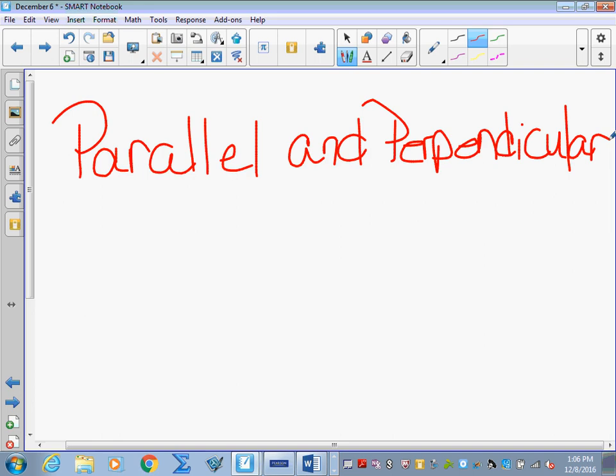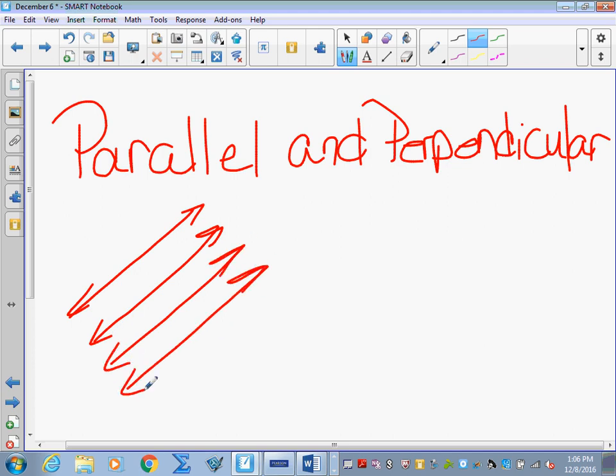And I'm sure you guys know what parallel lines look like. It just looks like two lines that never intersect, or it could be three lines, as long as they're all parallel. Perpendicular lines actually intersect, and when they do, they form what we call a right angle. That's what perpendicular means.